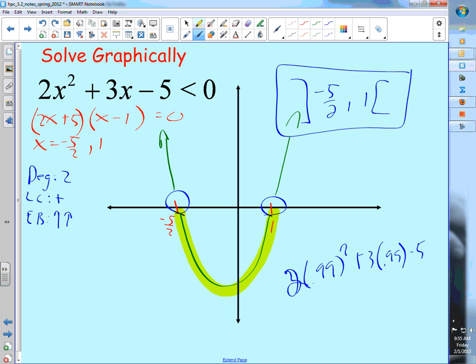If you pick negative 5 over 2 or 1, your y value will be 0. That's no good. And when you pick numbers to the left, you're going to get positive values here, and to the right of 1, positive values here. That's not what we want. Everybody good? That's solving it graphically.